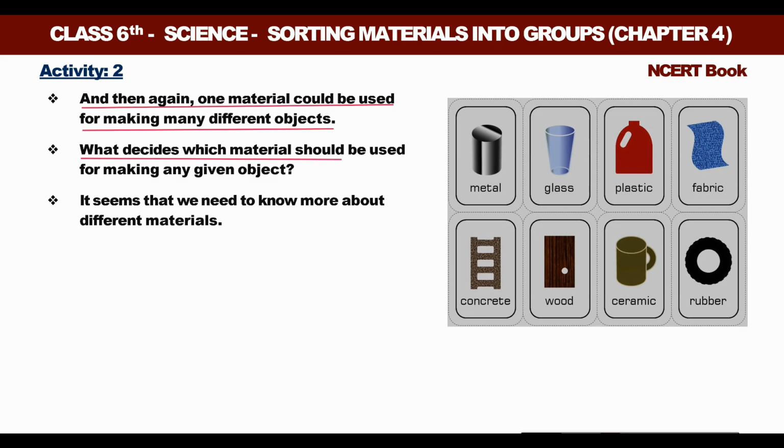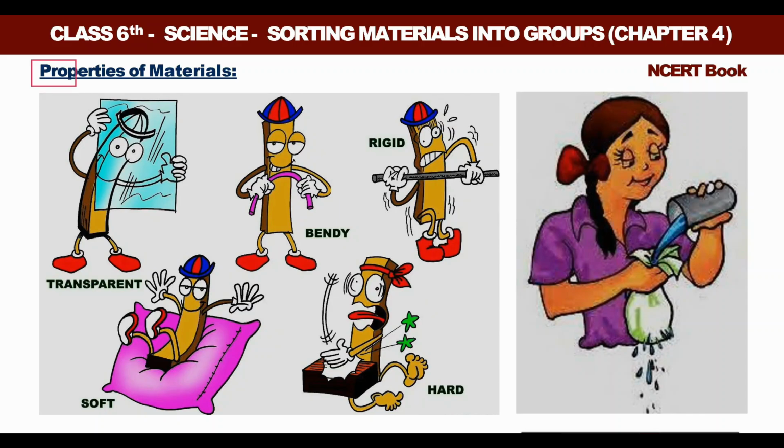What decides which material should be used for making any given object? This shows what material an object can be made from. It seems that we need to know more about different materials. Then we will know which material is best for making a given object. The materials we have are metals, glass, plastic, fabric meaning cloth, concrete, wood, ceramic, rubber, etc. With the help of these materials different objects can be made. Let us see the properties of materials.